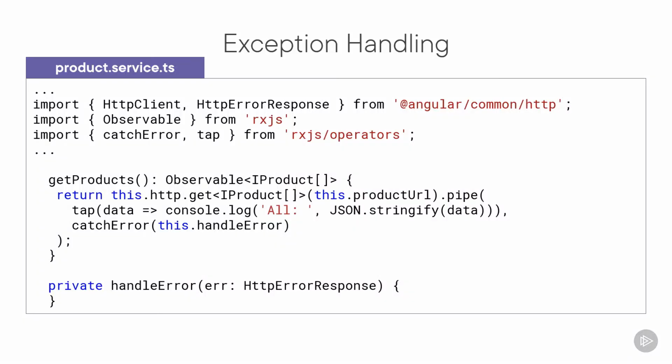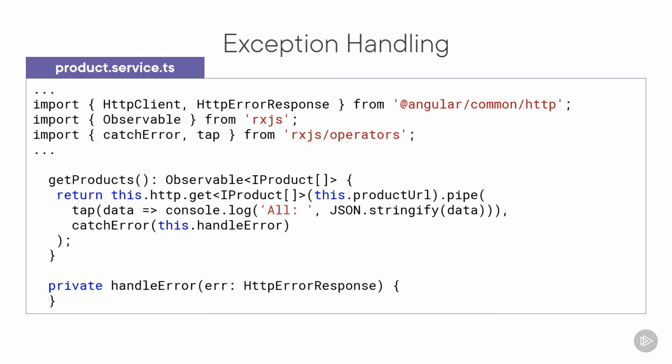As you can imagine, there are many things that can go wrong when communicating with a back-end service. Everything from an invalid request to a lost connection. So let's add some exception handling. There are two key observable operators that we'll need. Tap taps into the observable stream and allows us to look at the emitted values in the stream without transforming the stream. So tap is great to use for debugging or logging. Catch error catches any error. We import them both from RxJS operators.